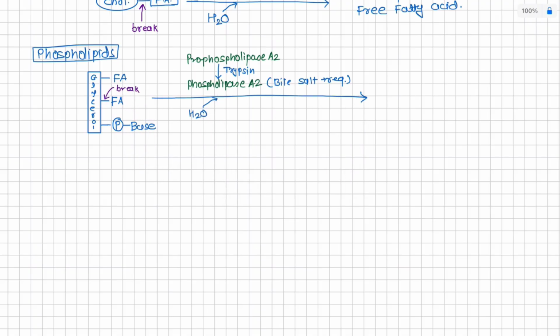Water is added, the bond breaks and the fatty acid is released. The remaining compound has a glycerol with a fatty acid at carbon 1, a hydroxyl group at carbon 2 and the phosphate base group still at carbon 3. This is called lysophospholipid.